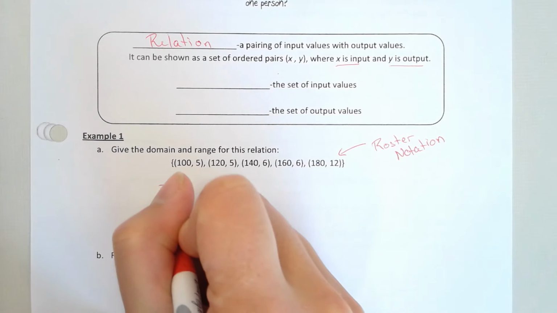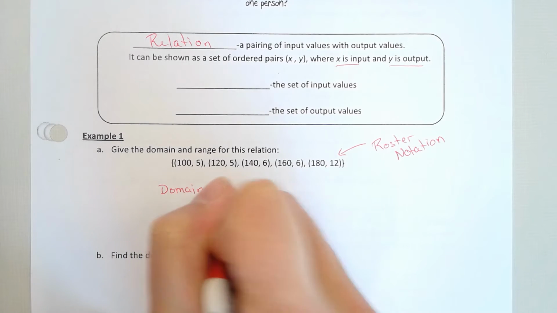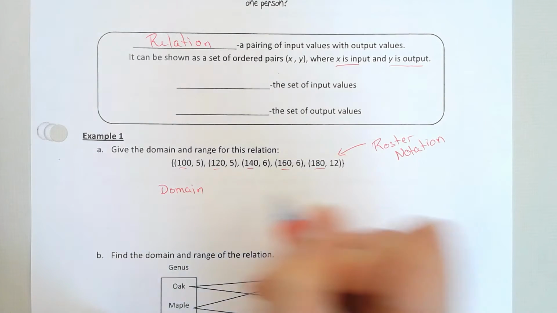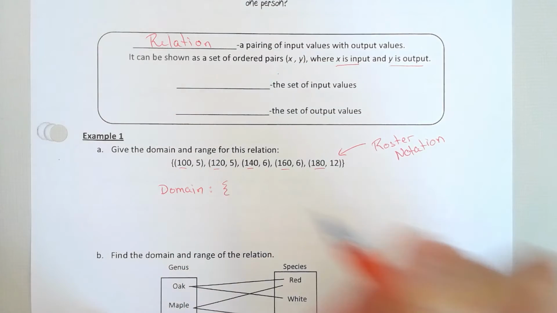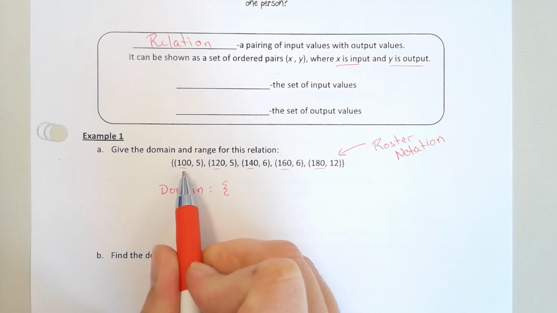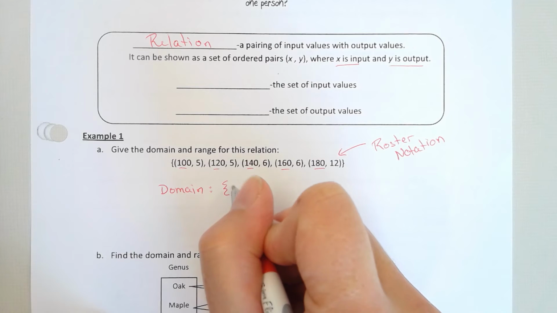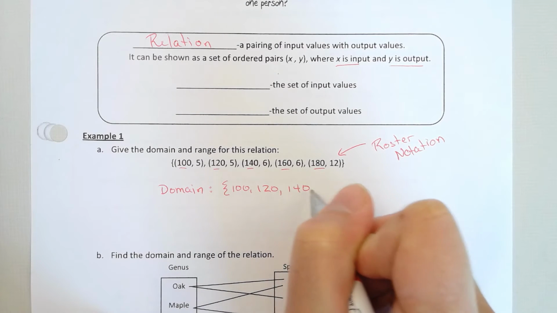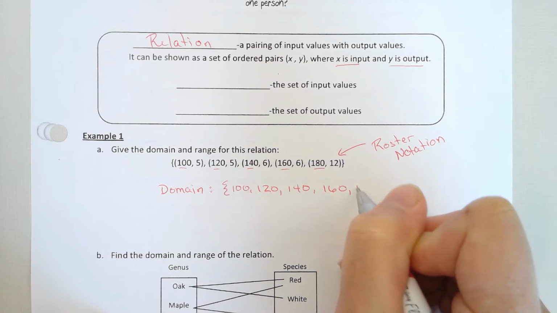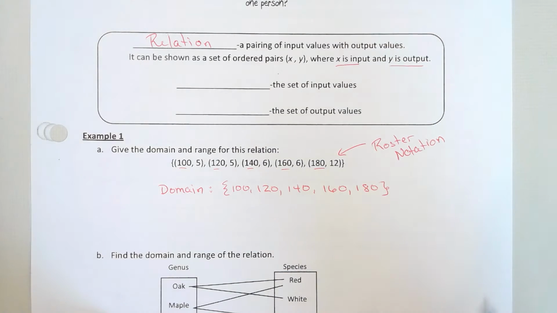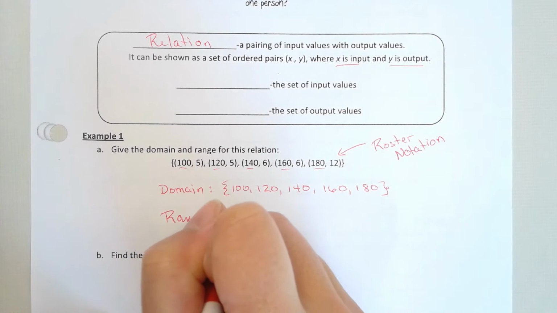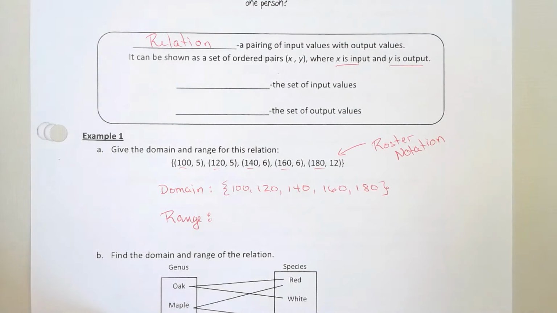Domain is the X values. So if we come through here, the X values sit right in front, X comma Y, and it's proper to put it in roster notation for this and to list them in order from least to greatest. So we would just write 100, 120, 140, 160, and 180. Those are all of the X values for this relation. Next thing we're going to talk about is the range, and the range is simply the Y values.